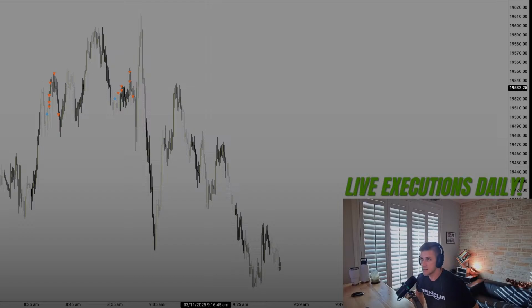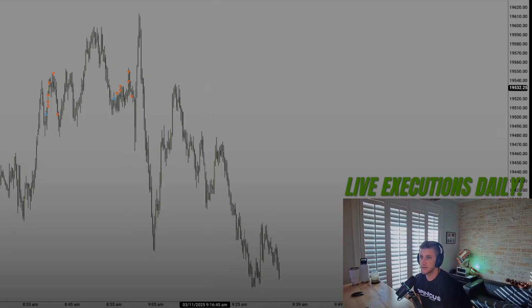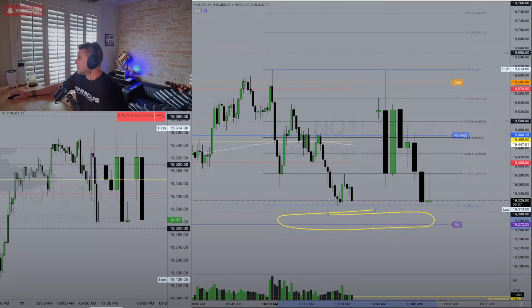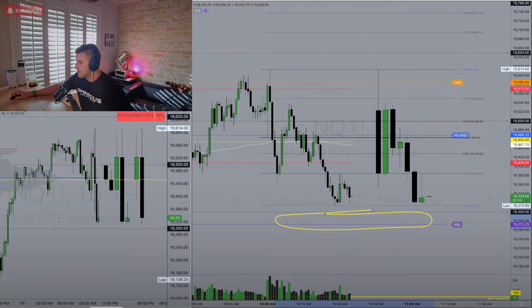I just have to call it. Let's see this test at 300. Let's see it. NQ coming into the lows here. There's your retest of the session low.